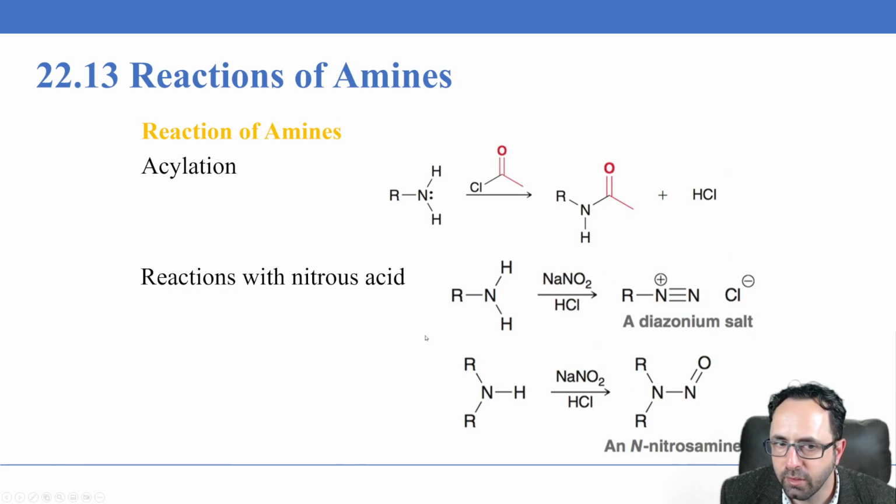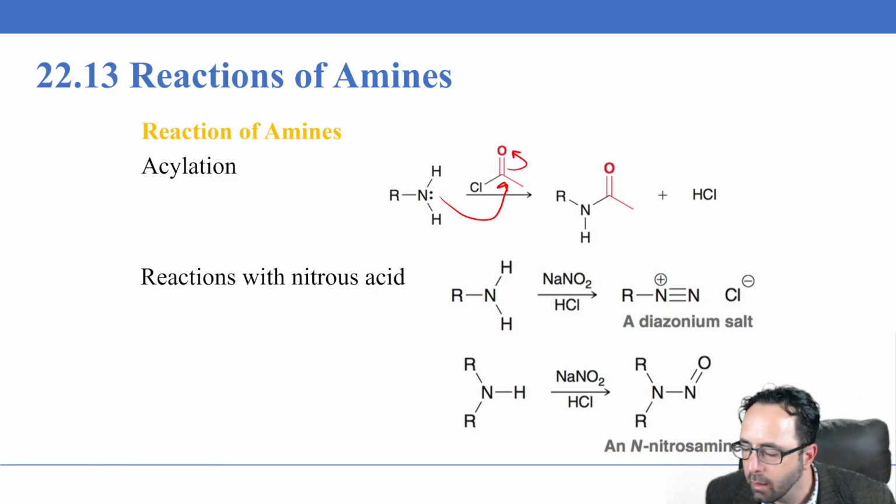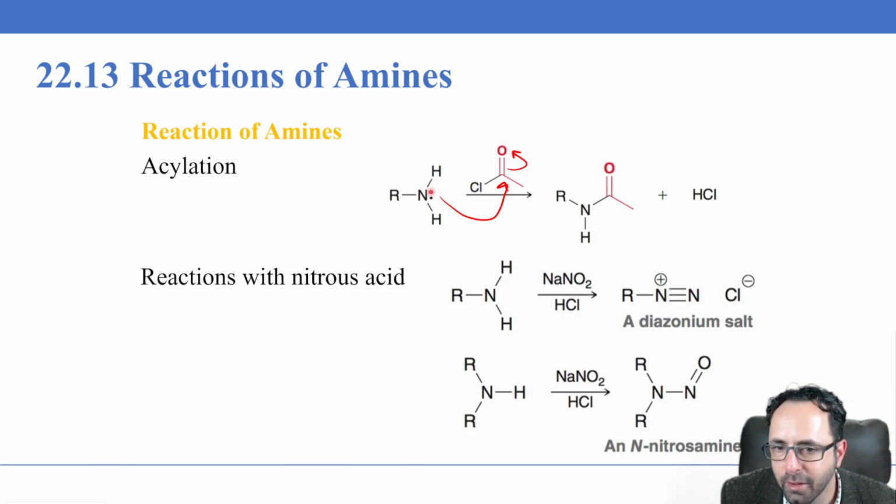In terms of the reactions of amines, amines can undergo acylation by reacting with an acyl chloride, which starts with the nucleophilic attack of the amine again on the carbon in the carbonyl. Noticing a pattern here, right? Good nucleophile, good electrophile on that carbon in the carbonyl. We can react with nitrous acid, which produces for us, in the case of a primary amine, a diazonium salt. In the case of a secondary amine, we'll get a nitrosamine compound.